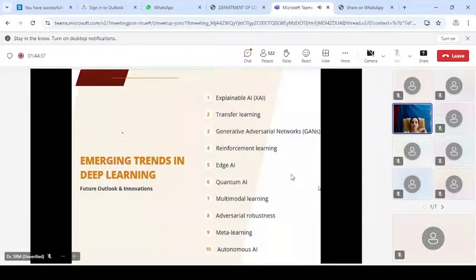Okay. So this is a technique which allows deep learning models to be trained on one task, and then we apply it to another related task. Now, this has the potential to greatly reduce the amount of data and computation required to train these models, isn't it? By leveraging pre-trained models, we can save time, reduce costs, and also accelerate the development of new AI applications.